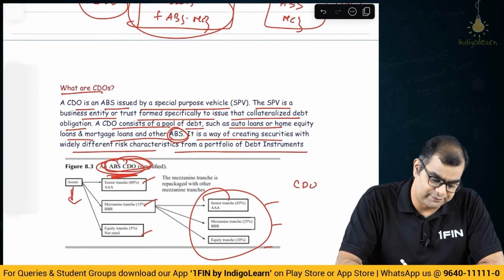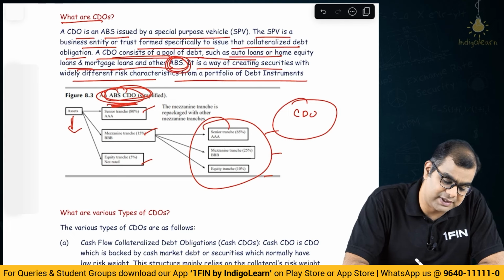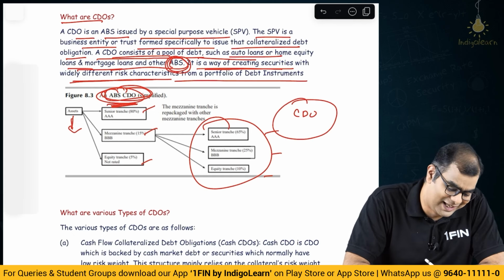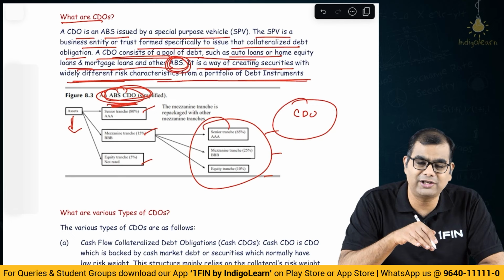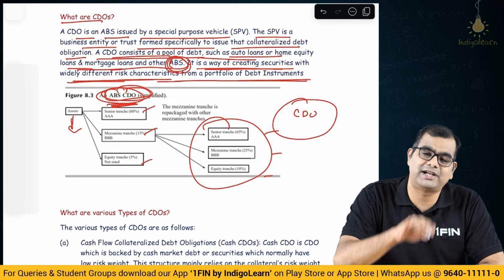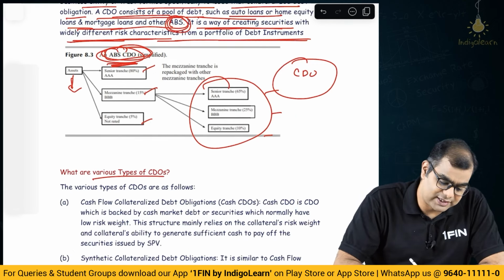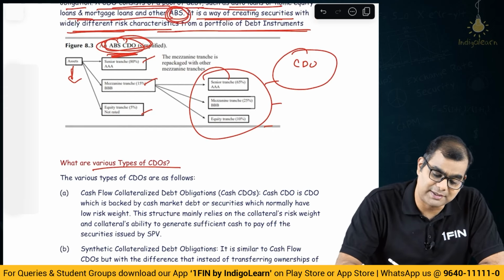Let us further read. Okay, so a CDO consists of a pool of debt such as auto loans, home loans, mortgage loans and other ABS. It is a way of creating securities with widely different risk characteristics from a portfolio of debt instruments. So you are creating a new instrument from another instrument that is created from another instrument. Okay, and what are the various types of CDOs? Before I go to the CDO types, let me explain the subprime crisis.